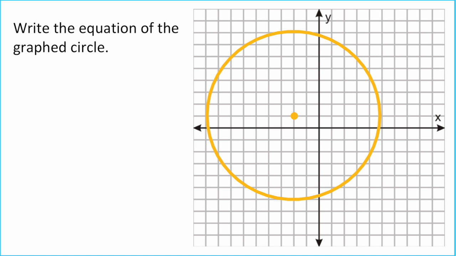Time for some practice problems. When you see the problem, pause the video and give it a try. Then hit play to check your answer.